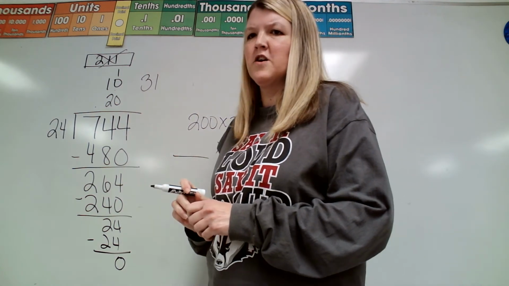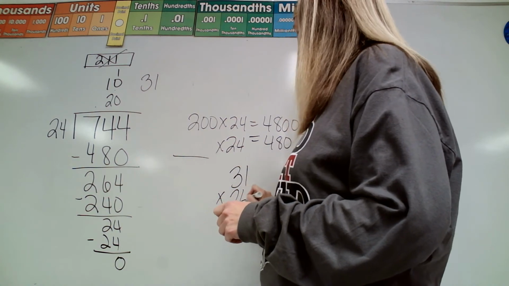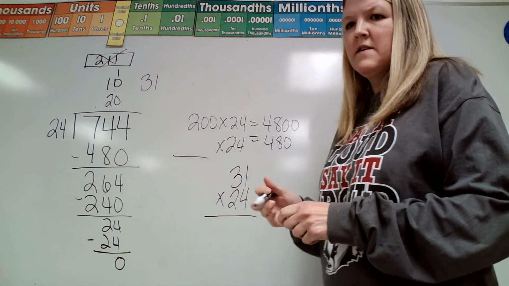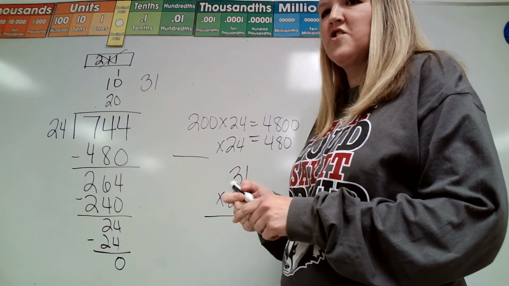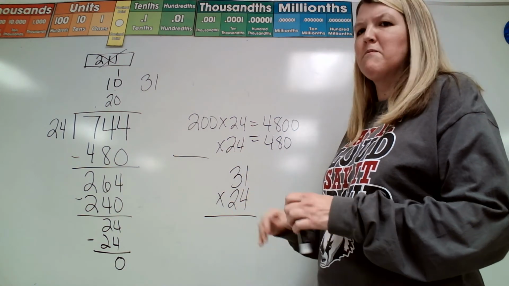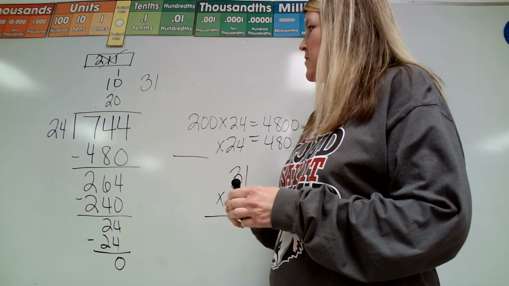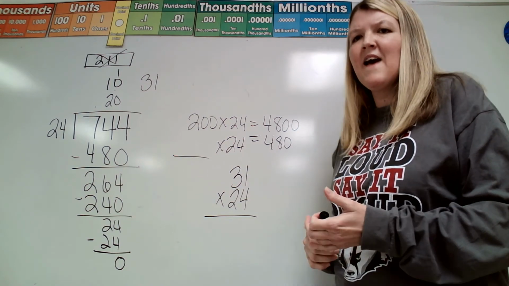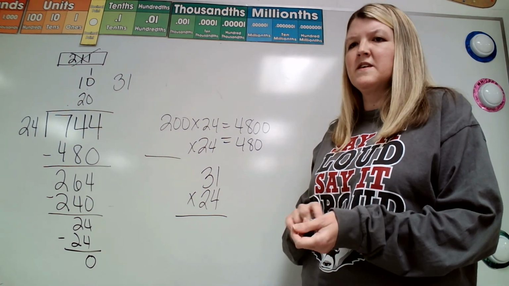So just to be sure, I could then go and do 31 times 24 and see if I get my dividend of 744. I'm not going to show that on the video, but on your page, I want you to go ahead and multiply 31 times 24 before you take a picture of it and see if you get 744. And then we'll know for sure if our answer is correct. So I'm going to have another problem like this for you to do on the Google form. And then I want you to upload your work.